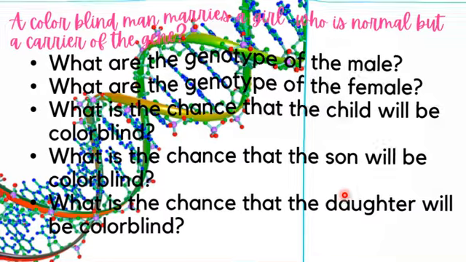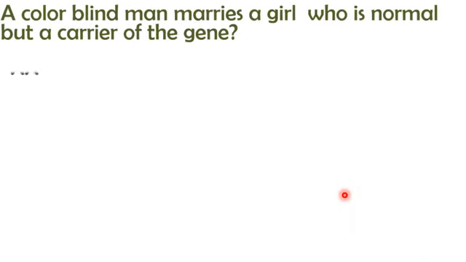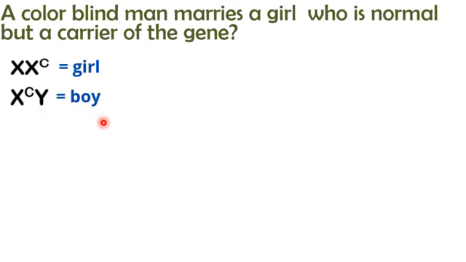Again, reading the problem is the first step. After that, you can write down the given. XXC for the girl, XCY for the boy. XXC because the girl is normal but a carrier.